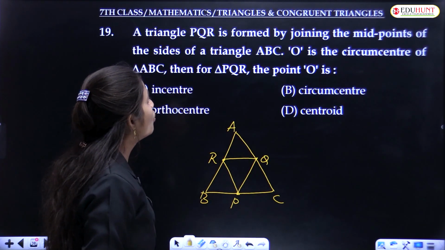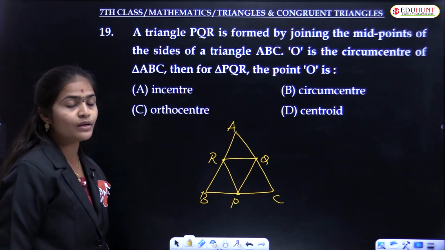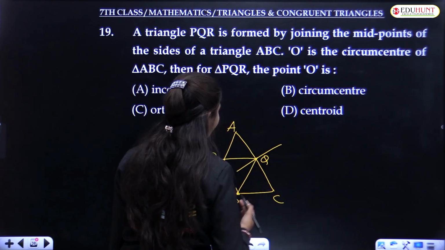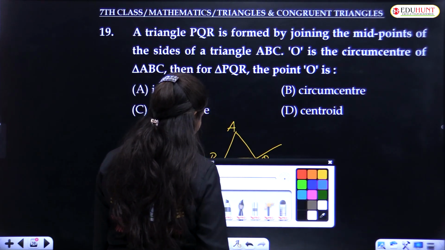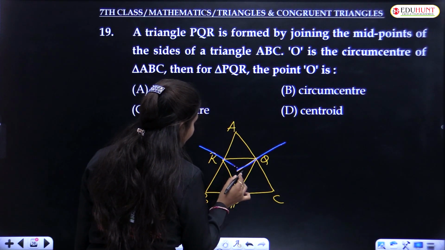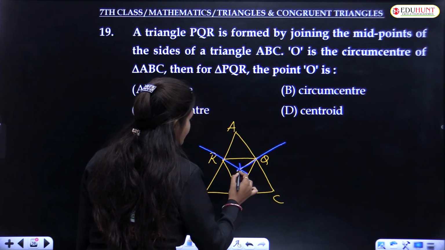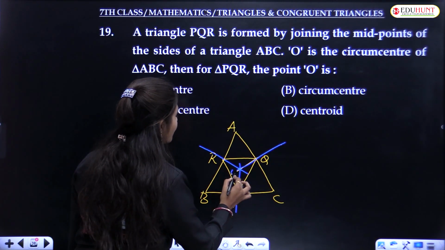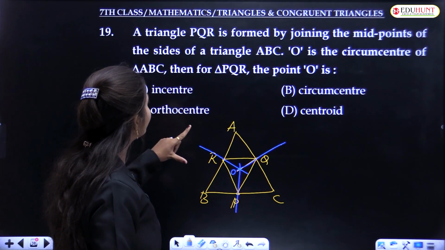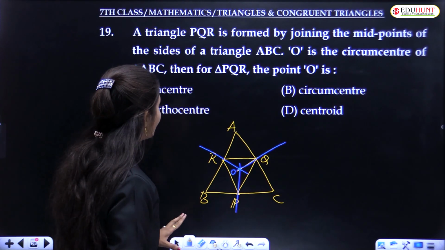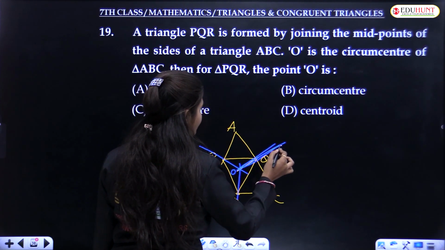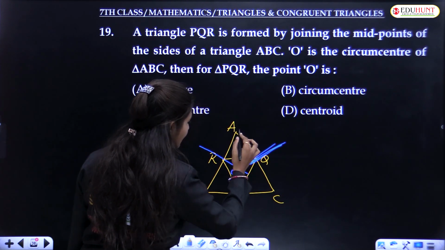Now here O is the circumcenter of triangle ABC. Circumcenter means here perpendicular bisectors only, no? So we can observe the perpendicular bisectors. So here what they are saying: O is the circumcenter of triangle ABC. Then for triangle PQR, what do we call this point O here? Actually these are perpendicular bisectors for the triangle ABC.